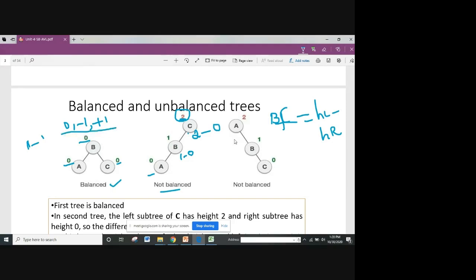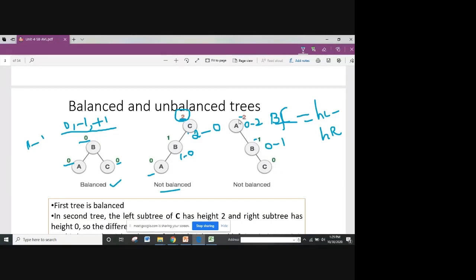Similarly, take this tree also. Here there is no left side, so this will be minus 2. Height of the left subtree minus height of the right subtree will be minus 2, and this will be minus 1. So for A, there is no left subtree, so 0, minus the height of the right subtree, which is 2. So the balance factor is minus 2. Similarly for B, there is no left subtree, so 0, minus the right subtree height, only 1, so minus 1. Here it is 0. So this is your balance factor.